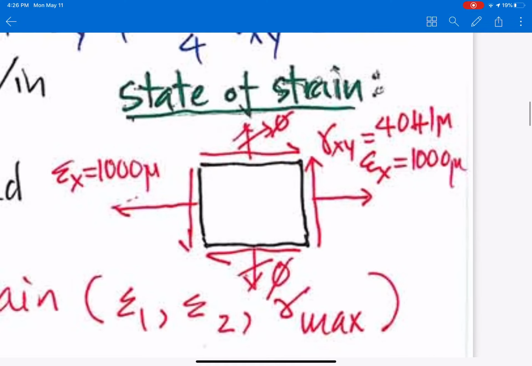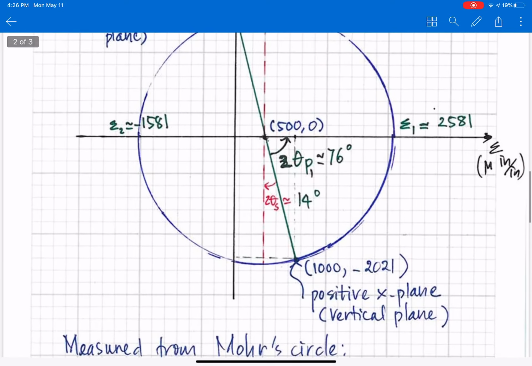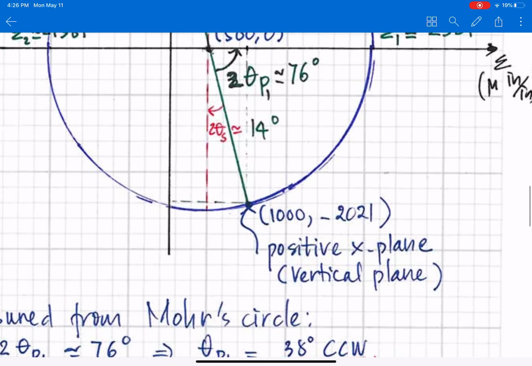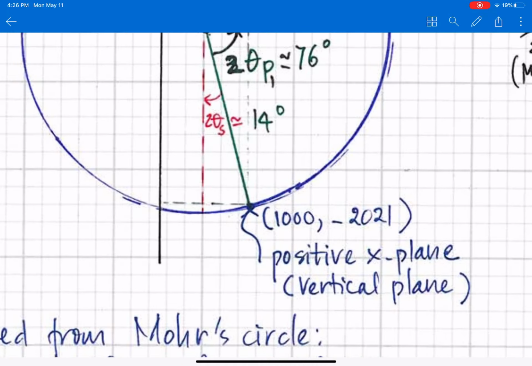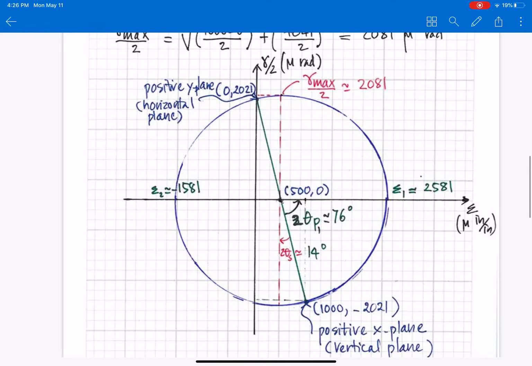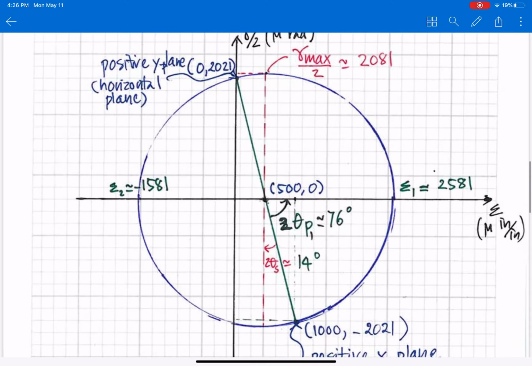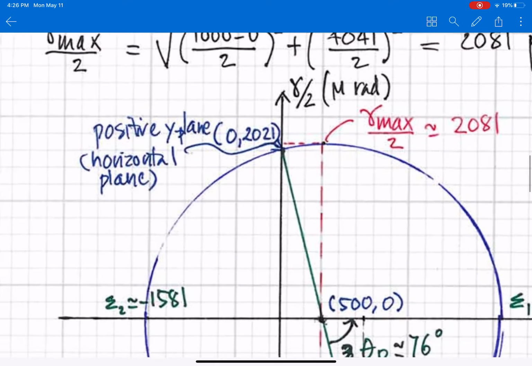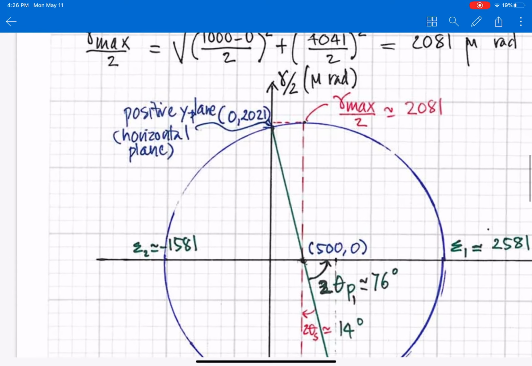But for the Mohr circle, the gamma xy in the positive x plane, which is the vertical plane on the right, rotates counterclockwise. It will be negative. That's why your positive x plane, the vertical plane, is located below here at 1000 and negative 21, which is the gamma xy over 2. And the opposite, it will be the positive y plane, 0. And as you can see, exactly on the vertical axis gamma over 2, plus 21, which is gamma xy over 2 on the positive y plane.